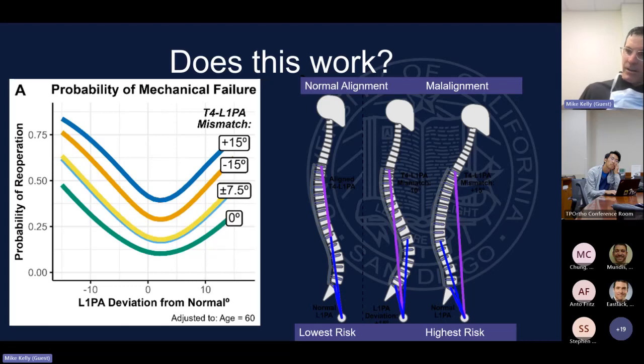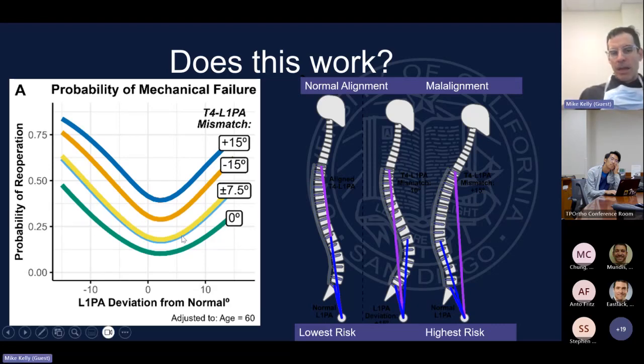Not because this is a paper about long segment fusions, but because we needed to control for the things that we can control, right? And modeling T10 to the pelvis is way harder because there are things proximal to that. There's spinal degeneration, paraspinal muscular weakness. We really wanted to look only at the effect of alignment.